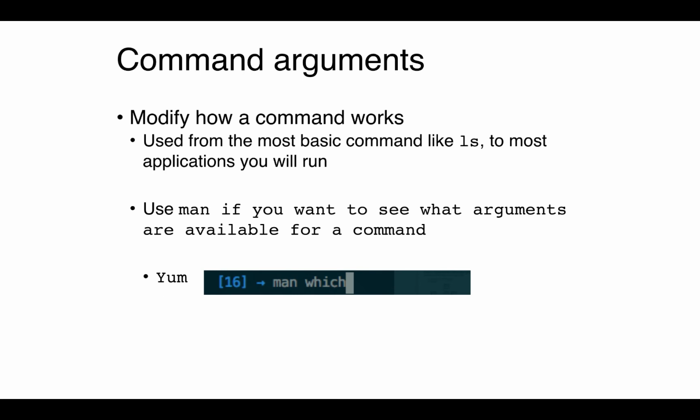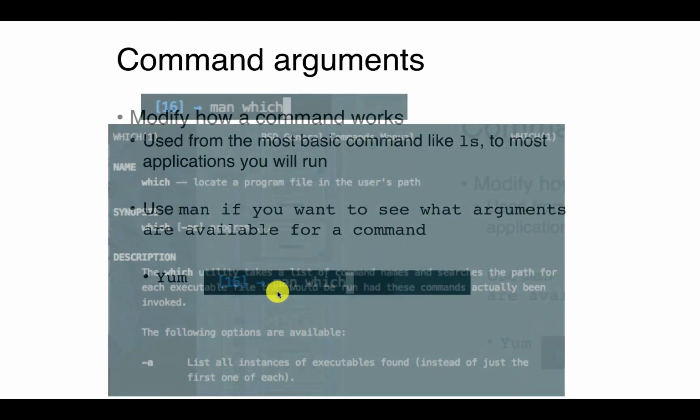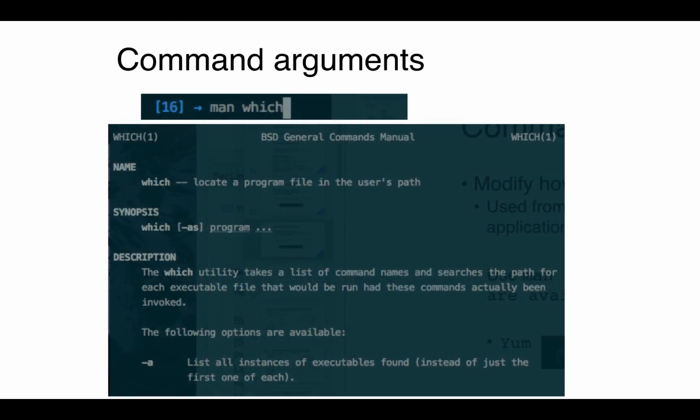But how do you know which arguments are available for a command? Well, if it's a default command that's built into Ubuntu, you can use the command man, which stands for manual. So if you're hungry, you could man which, which is another command itself. And if we man which, we can see what the which program does. We can see that it will take a list of command names and search for a path to where the actual executable for that command is housed. And then you've got a list of arguments beneath that you could scroll through.